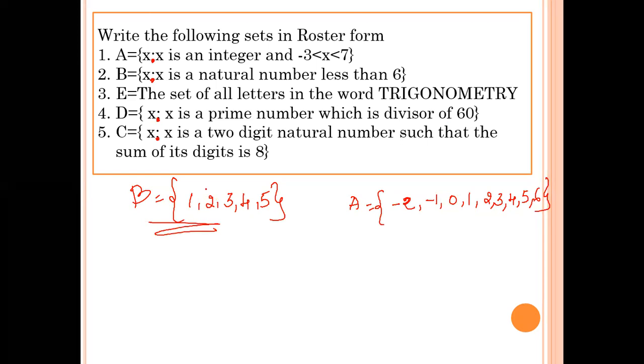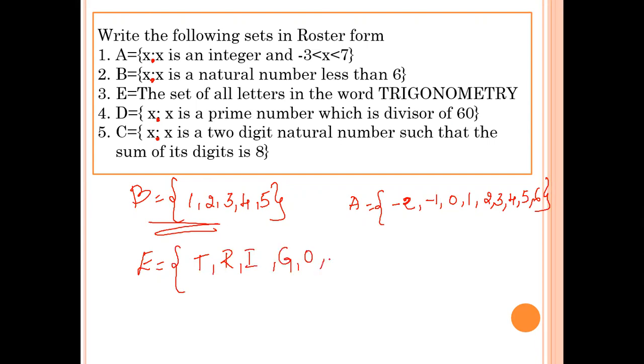Now coming to the third question. What is the third question? You have to write the set of all letters in the word trigonometry. So what is the answer? What is the answer, students? E is equal to T R I G O N.